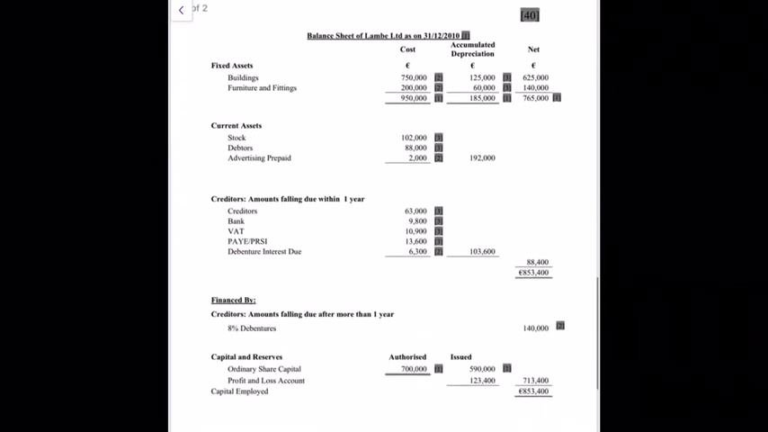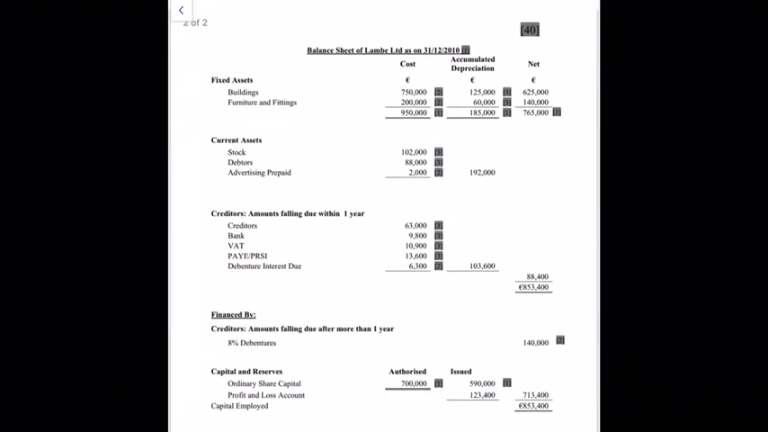So just scroll up here. The balance sheet is straightforward, nothing new here, same as a standard balance sheet that you'd be used to. We have our heading, we're getting 1 mark there for that heading: Balance sheet of Lamb Limited as at the 31st of the 12th, 2010.